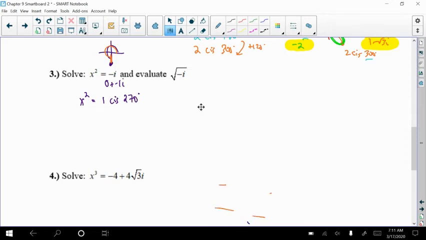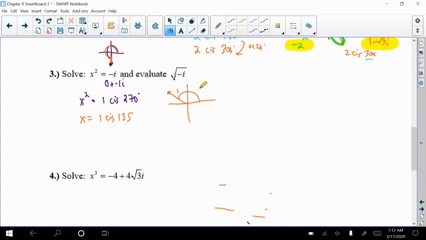Okay, so now we do the 1/2 power to both sides. So x equals 1 to the 1/2, which is the square root of 1, so still 1 cis, and I do half of 270, which is 135 degrees. So one of my solutions will be 135 degrees as an angle going out one unit.